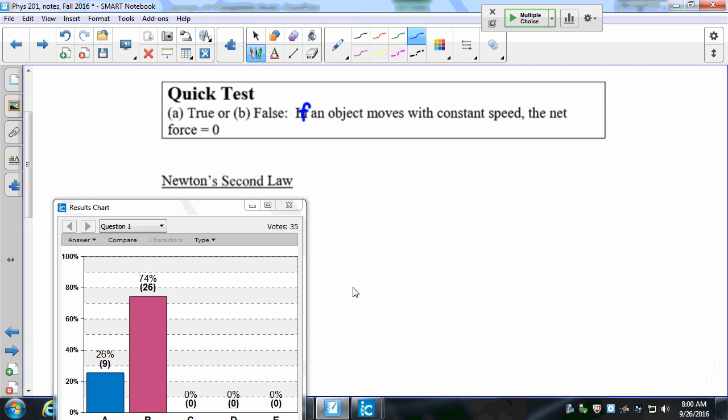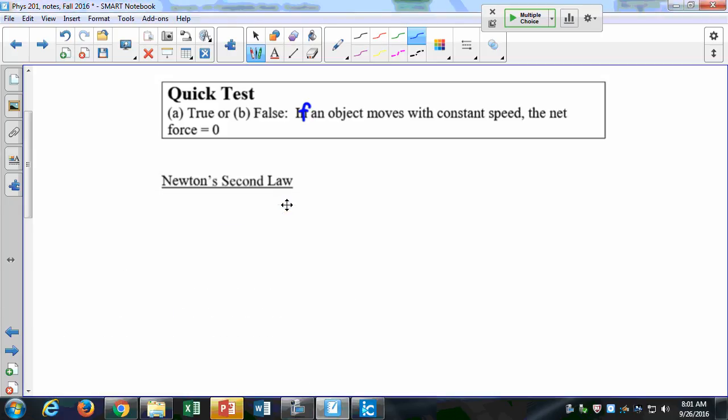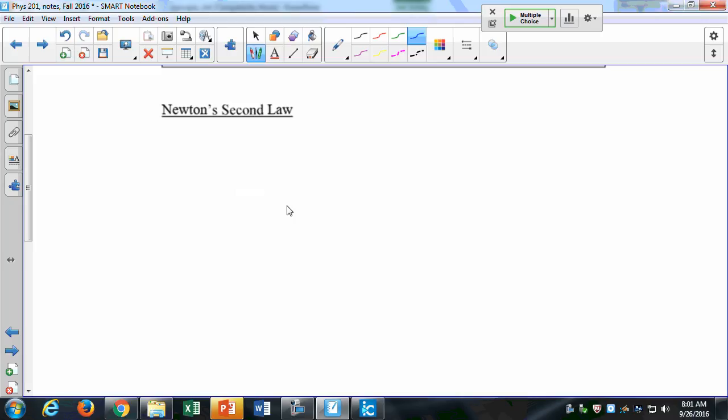If an object moves with constant speed, the net force is equal to 0. What if the net force was not 0? Would it move with constant speed? Yes or no? No. So in this case, if an object moves with constant speed, the net force is 0. Is that a true or a false statement? It is a true statement. If an object moves with constant speed, i.e. it's not accelerating, then the net force will equal 0. That comes out of Newton's first law, but it also comes out of the second law. Let's look at the second law. The second law is called the Law of Acceleration.